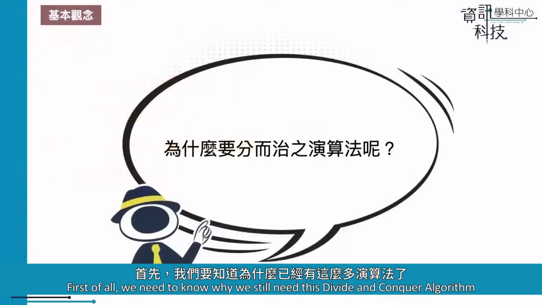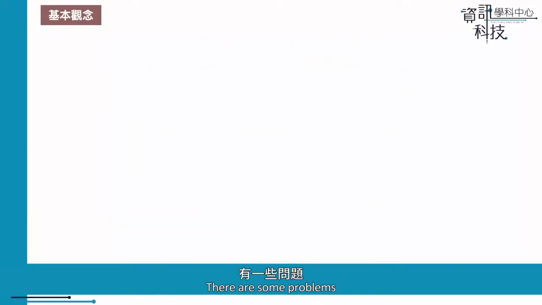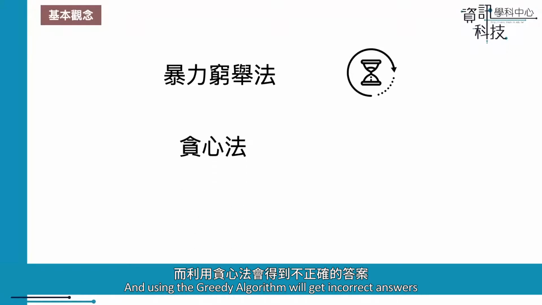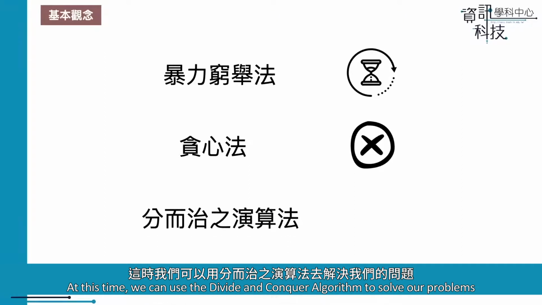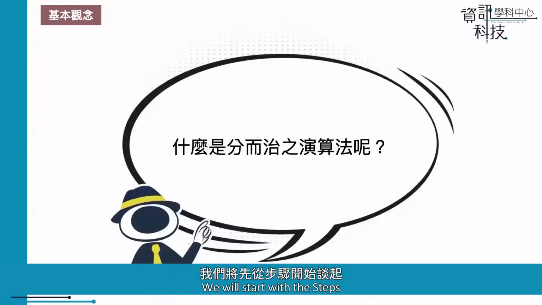First of all, we need to know why we still need this divide and conquer algorithm, since there are so many algorithms already. There are some problems that will consume a lot of time by using brute force exhaustive algorithm only, and using the greedy algorithm will get incorrect answers. At this time, we can use the divide and conquer algorithm to solve our problems. So, what is the divide and conquer algorithm? We will start with the steps.